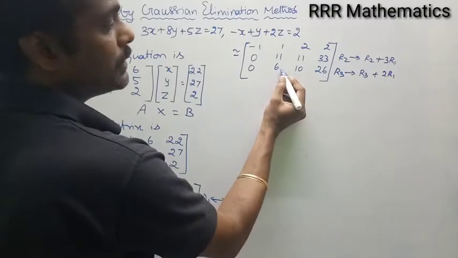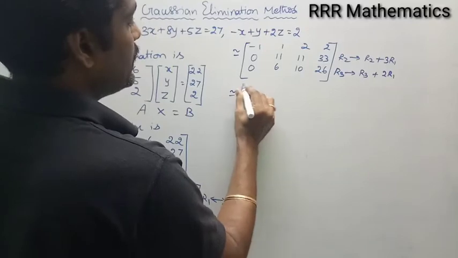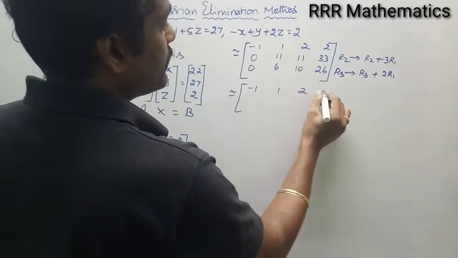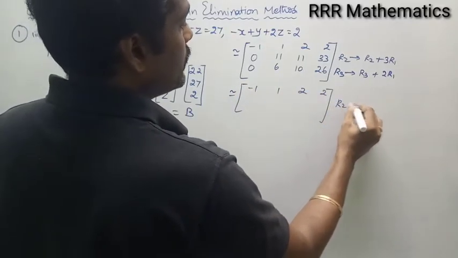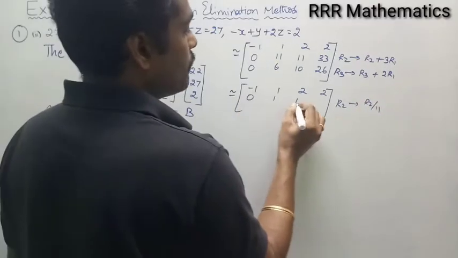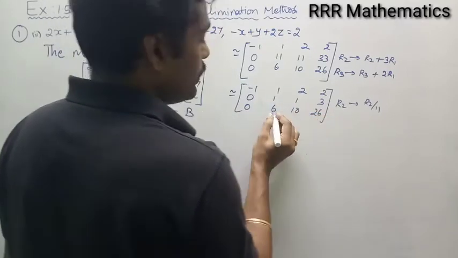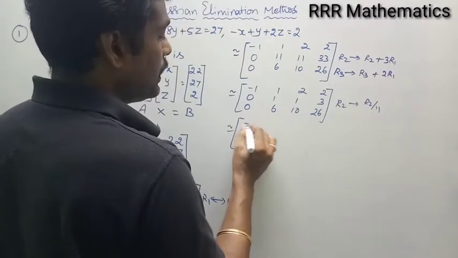Now I want to bring 0 here. Before that, I have 11 common in the second row. I will divide the second row by 11. It becomes 0, 1, 1, 3. I have 0, 6, 10, 26. I want to bring 0 here by using R2.